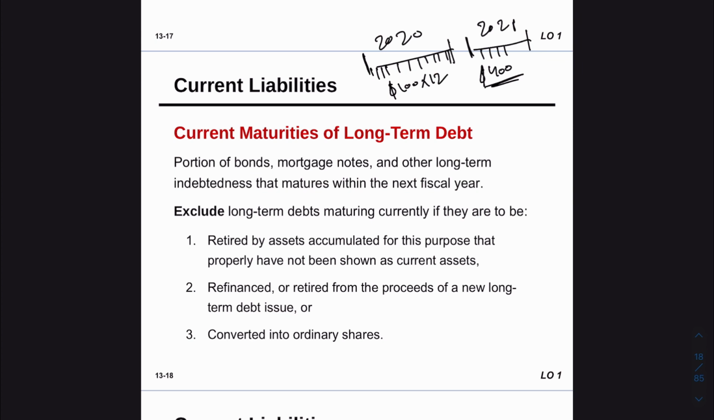So what's happened is that this is considered as a long-term debt, which is for more than 12 months. But when the first year ends, now we have only 4 months to pay for this portion. So now, because this long-term debt will mature currently, this 400 will be shifted from a long-term debt to a current liability. So only this 400 will be shifted from a long-term debt to a current maturity. So the current maturity of a long-term debt is a portion of bond or mortgage notes or any other long-term debt that matures within the next fiscal year.